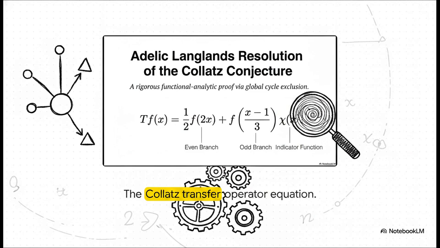To prove something globally, we first have to elevate our perspective. When we look at the full Collatz transfer operator equation, notice how it acts as a translator. It literally takes that iterative, heuristic 3x plus 1 game and lifts it into a formal mathematical object. You've got distinct branches here. The even branch is represented by 1/2 f of 2x, the odd branch is f of (x minus 1) over 3, and this is absolutely crucial, we have the indicator function denoted by chi. So, you might think it's just an iteration. Actually, scratch that. It's now a unified functional-analytic object, and we can rigorously analyze its spectral properties.